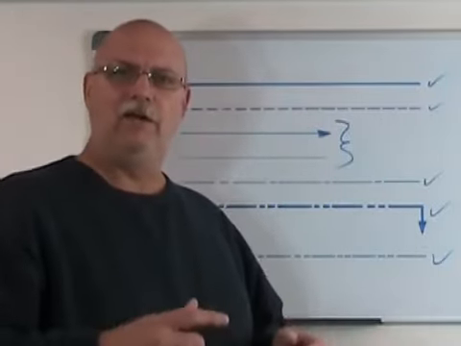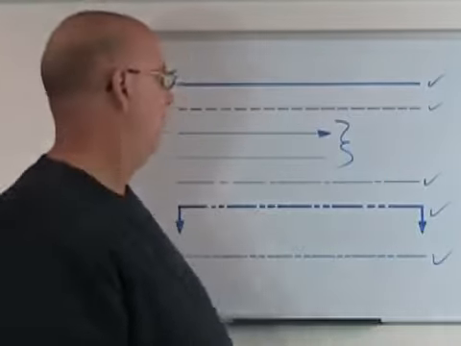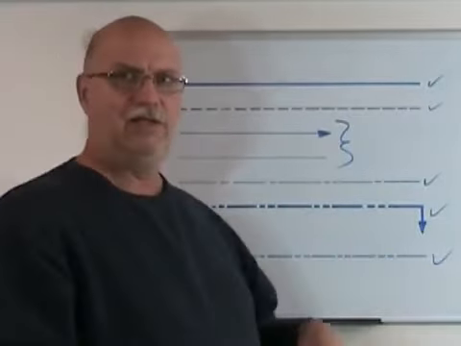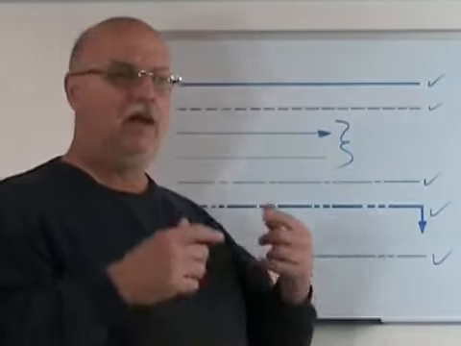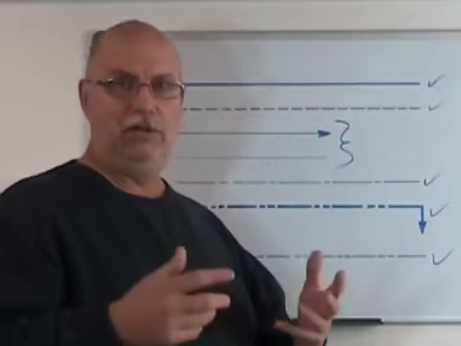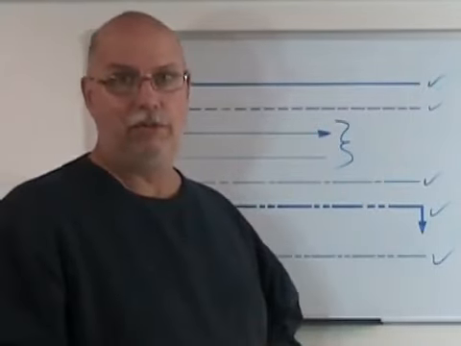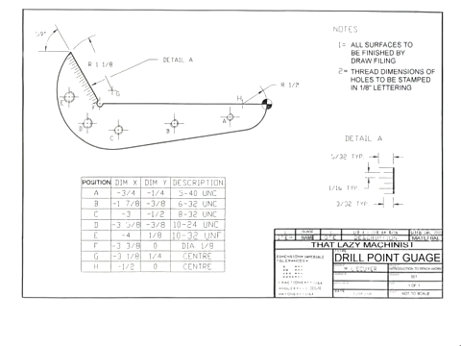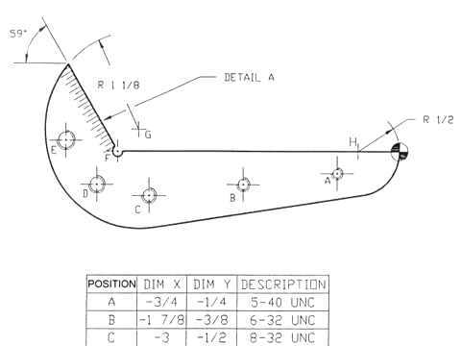Now, let's go take a look at some drawings and run through these lines once again, but this time finding them and showing them on actual blueprints. Here we have a single part, single view detailed drawing, and it's a drawing of our drill point gauge. If we take a closer look at the gauge itself, we can identify the different line types that make up this drawing. We can see that we have contour lines.